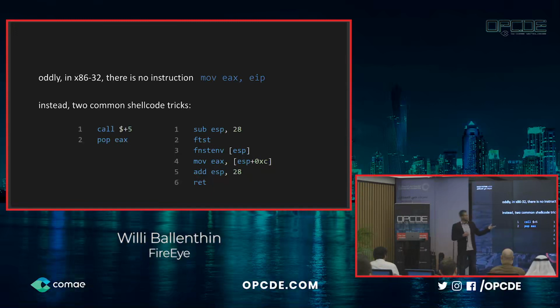Because in x86, there is no instruction to fetch the instruction pointer and put it into a register. It doesn't exist. So we have to fall back and use these tricks here. We have call plus 5, a relative call, which basically allows us to get access to the current instruction pointer, those two instructions.